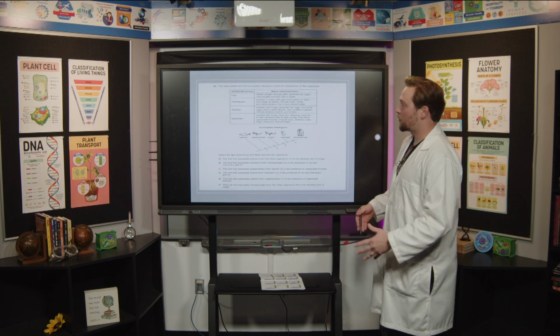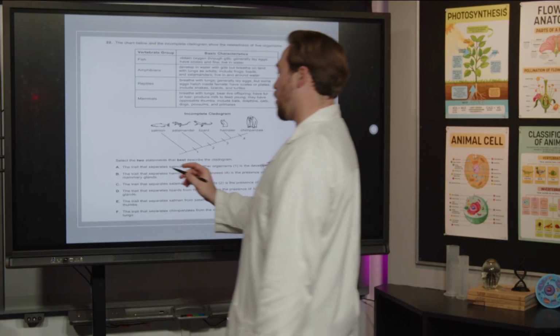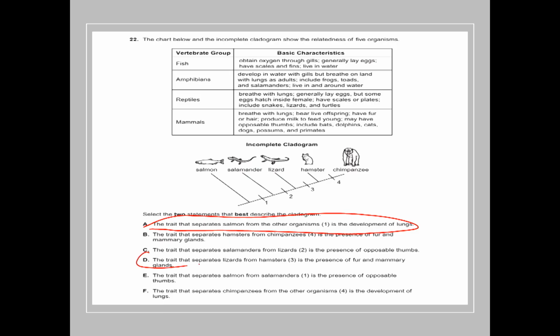So this first one says, the chart below and the incomplete cladogram show the relatedness of 5 organisms. You want to take a second and read over that chart. It has a lot of important information there for you. The question says, select the 2 statements that best describe the cladogram. For this one, the 2 answer choices that I like are A and D. And let's double check to make sure that these make sense.